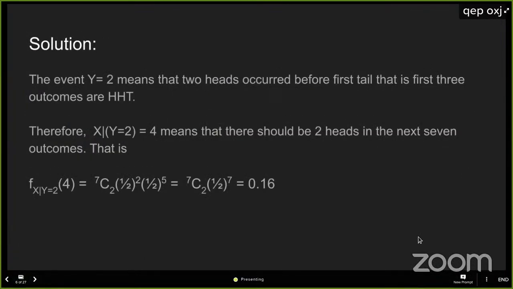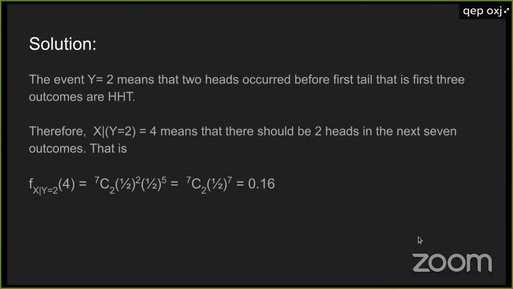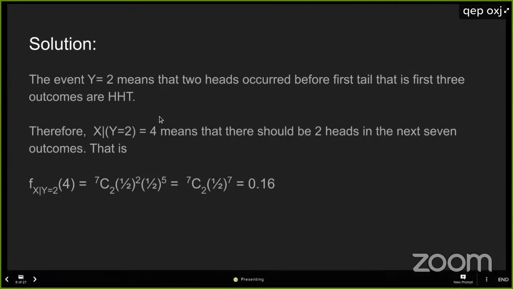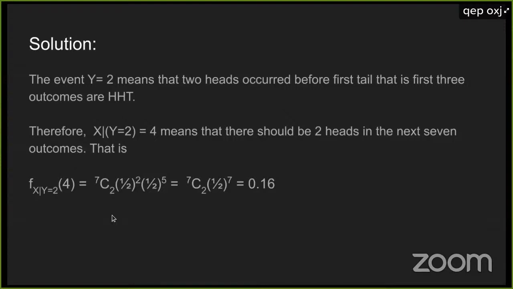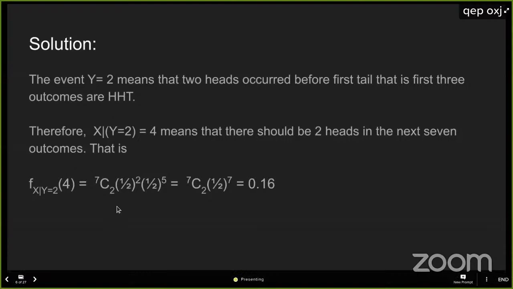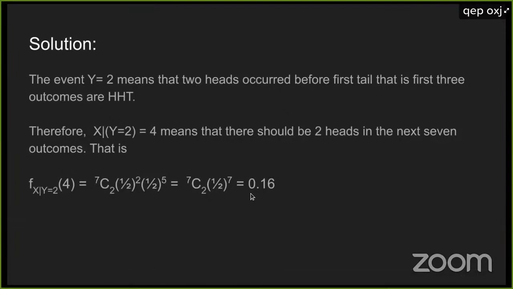I told you, given that y equals 2 means what? HHT, right? This combination should be there. And x given y equals 2 equals 4 means there should be two heads in the next 7 outcomes. So directly you can write this formula. This is a binomial distribution, but now n equals 7 and probability remains the same, equal to half. So the correct answer should be 7C2 (1/2)^2 into (1/2)^5, which is nothing but 7C2 times 1/2^7, which equals 0.16. Those who have given the answers 0.16 or 0.164, it's a correct answer.